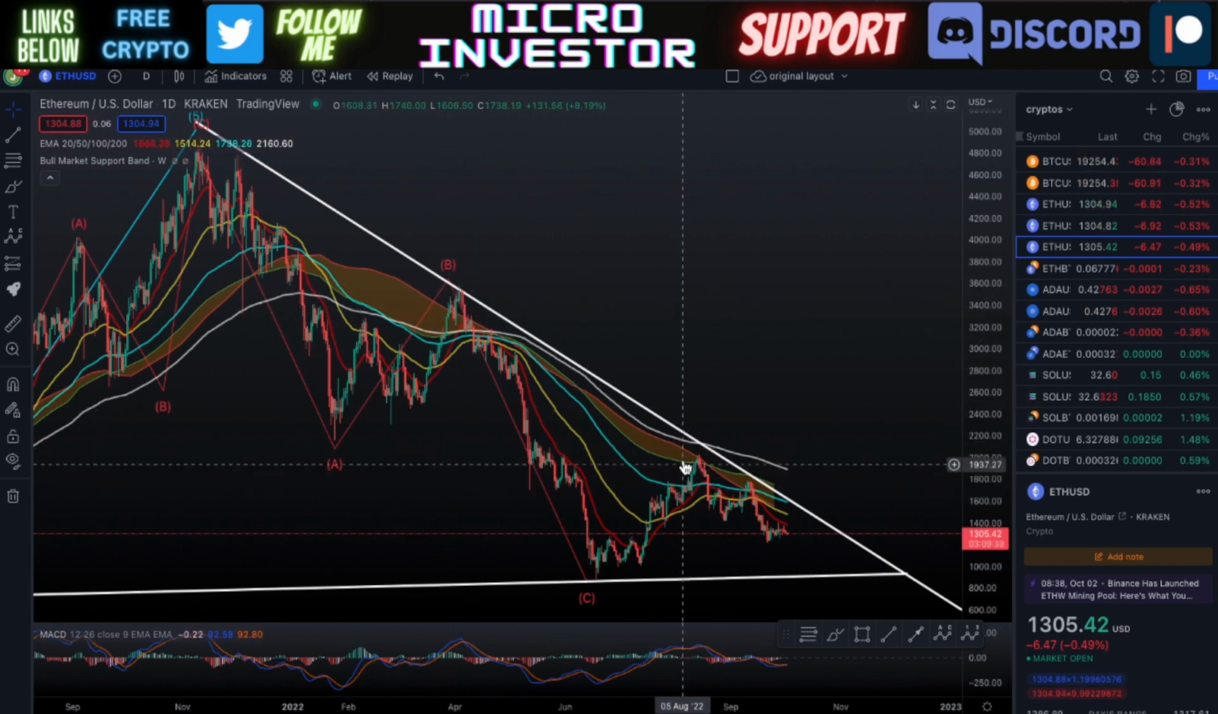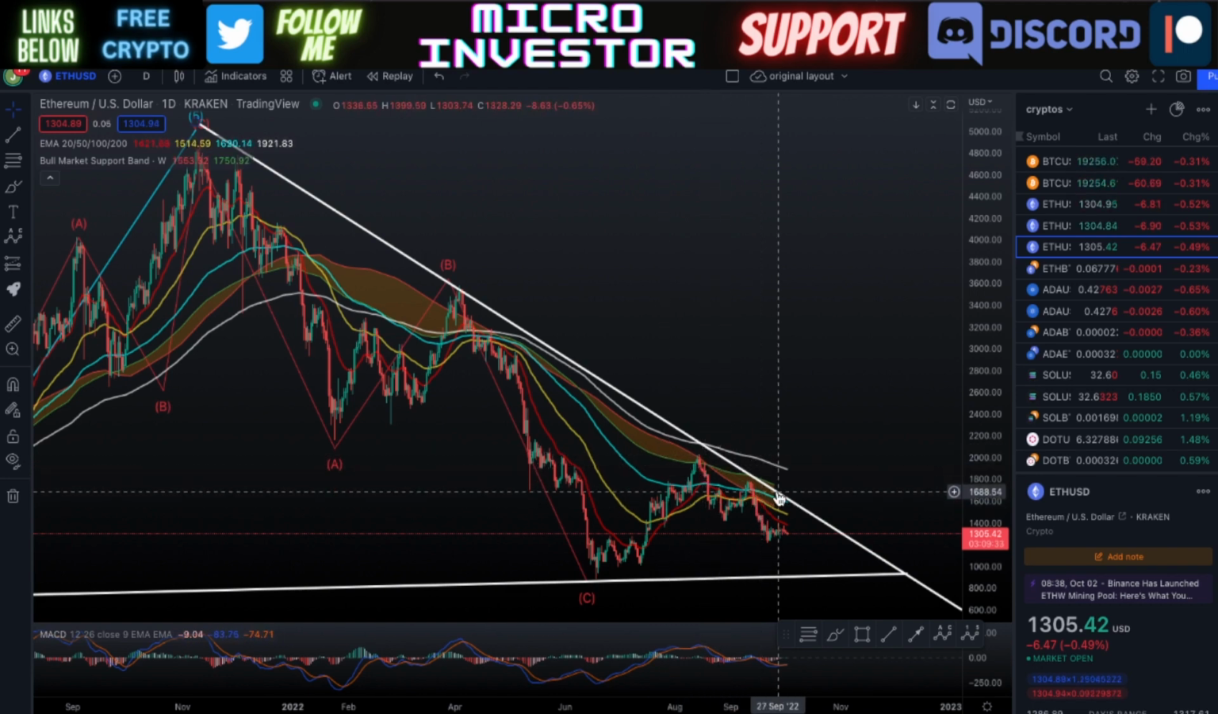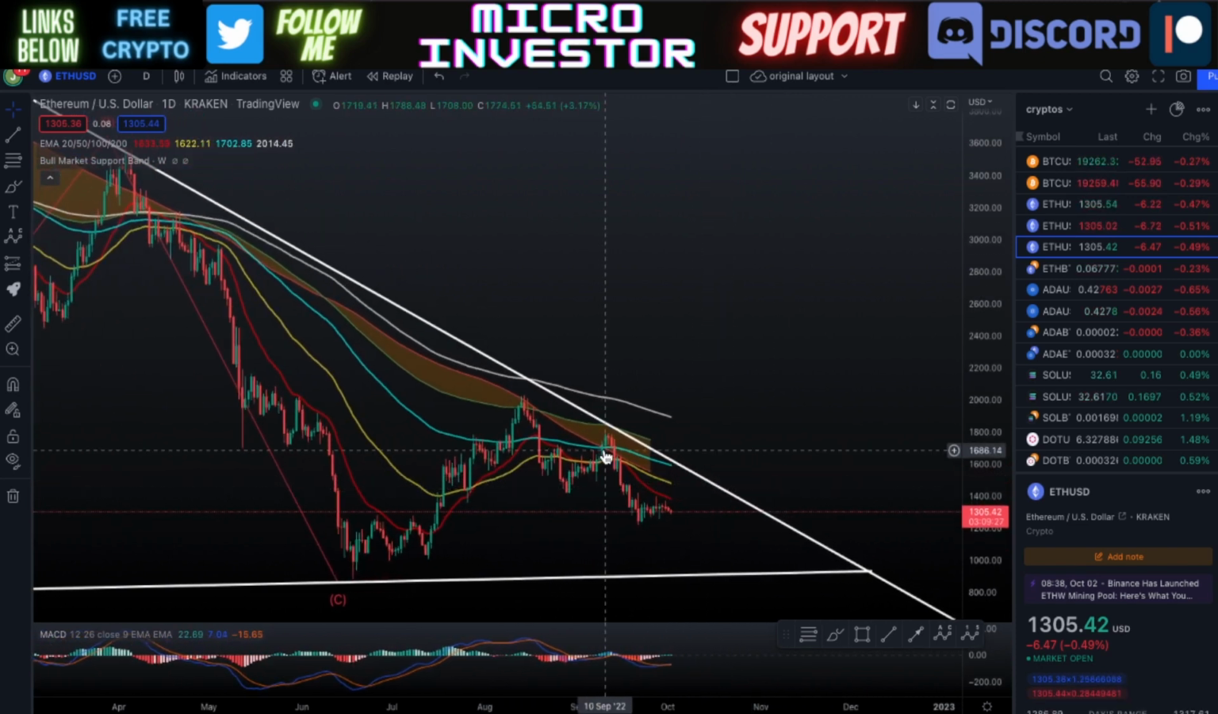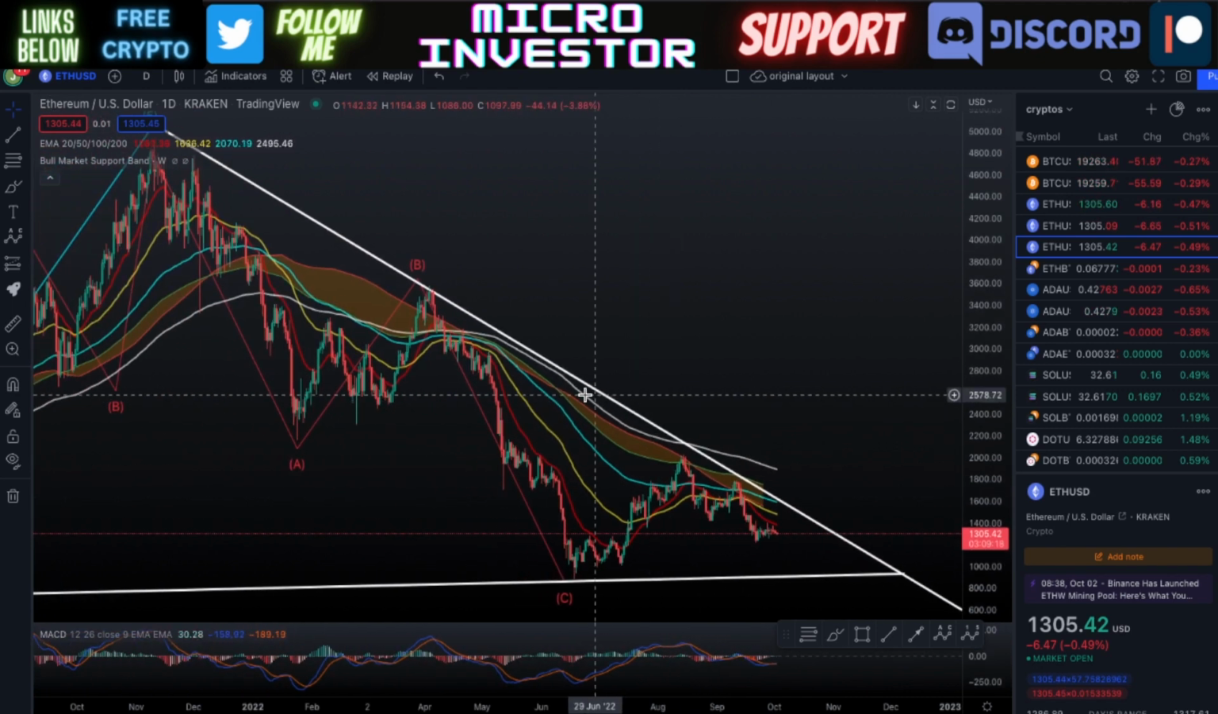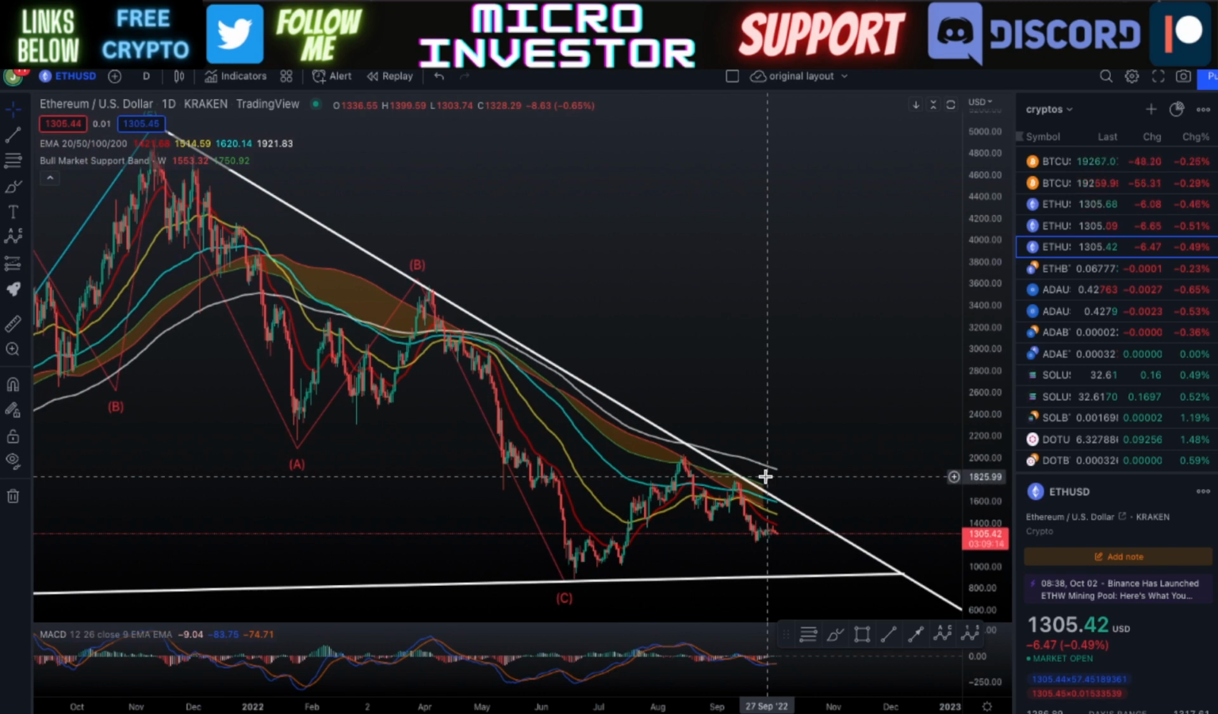Now we've had multiple attempts of it trying to break out of the bull market support band and also break out of this trend. So as we're looking at things right now, you can see that the bull market support band is already working its way out of this trend. We also have our moving averages that are lining up to also move out of this trend. Our 200-day moving average, which has not left this trend, has already exited the trend.